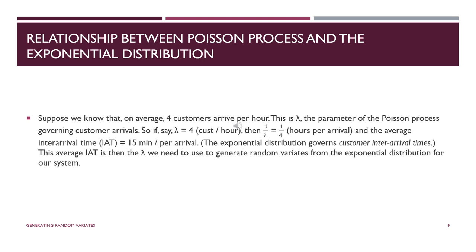So we look at the units. If the units on lambda are customers per hour, then that works for the Poisson process. If lambda is 4, then 1 over lambda is 1 over 4, and the units on that are hours per arrival, so the average inter-arrival time is a quarter of an hour, or 15 minutes per arrival. That would have to be the mean of the exponential distribution.